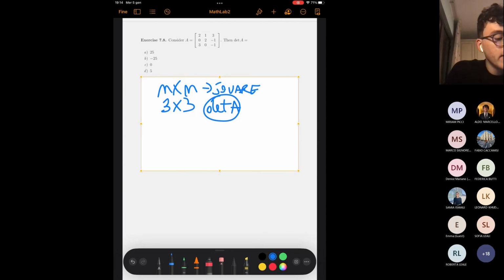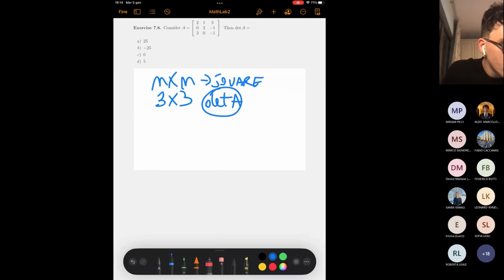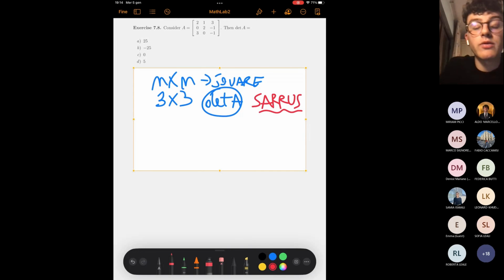It's not that difficult, because we just have to use a rule that we studied. Maybe some of you also studied it in high school. It's a well-known rule, the Sarrus rule. I don't know if your professors call it the Sarrus rule, but basically it's the same in every class.